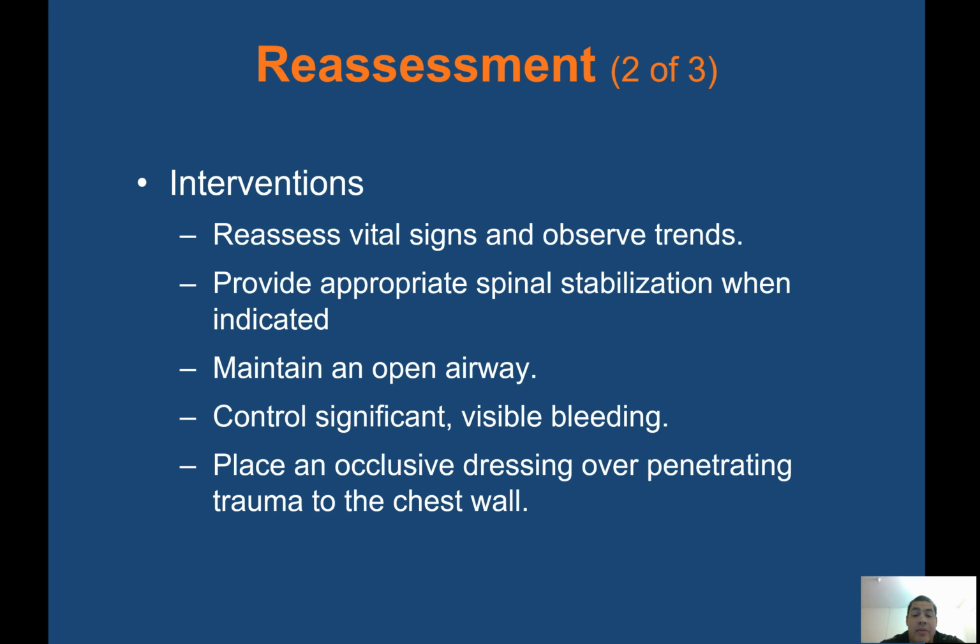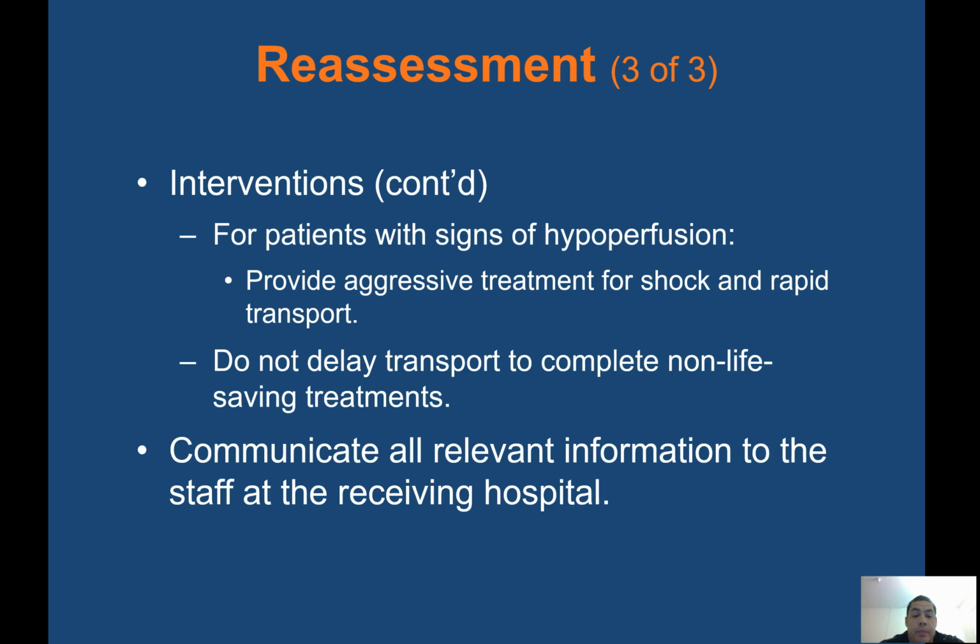Interventions. Reassess vital signs and observe trends. Provide appropriate spinal stabilization when indicated. Maintain an open airway. Control significant visible bleeding. Place an occlusive dressing over penetrating trauma to the chest wall. For patients with signs of hypoperfusion, provide aggressive treatment for shock and rapid transport. Do not delay transport to complete non-life-saving treatments. Communicate all relevant information to the staff at the receiving hospital.